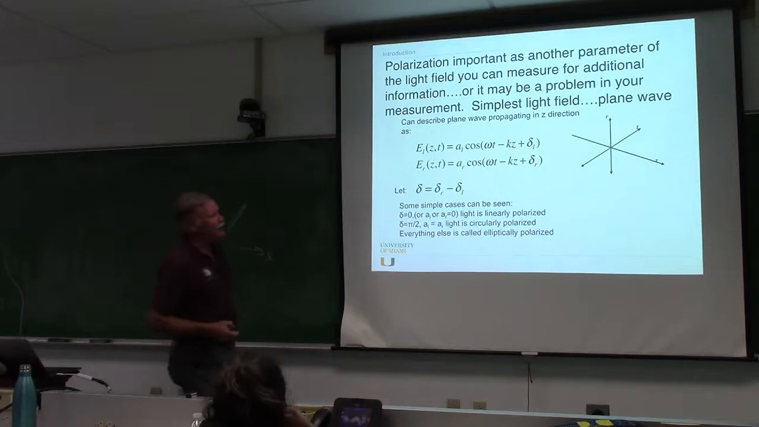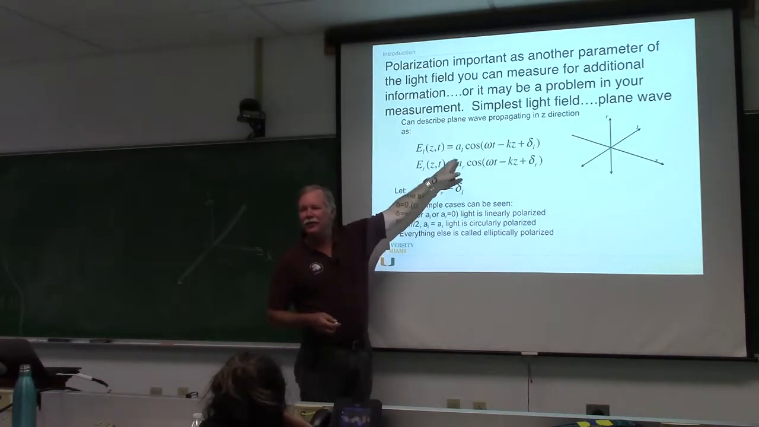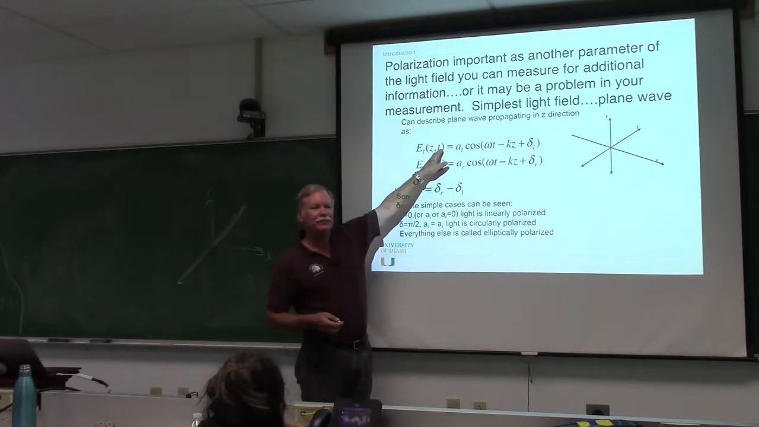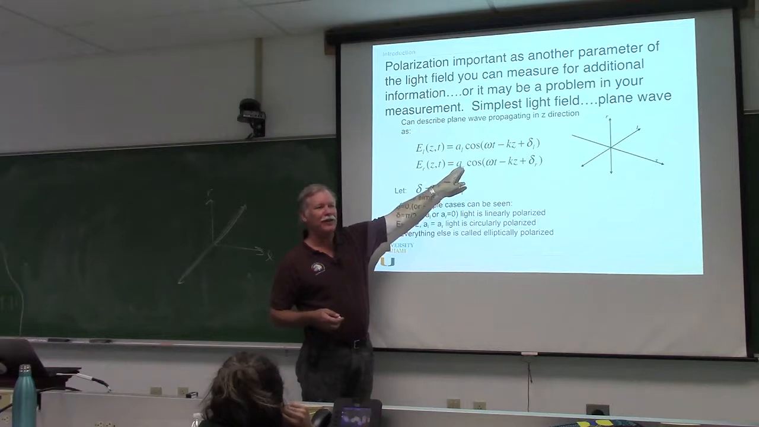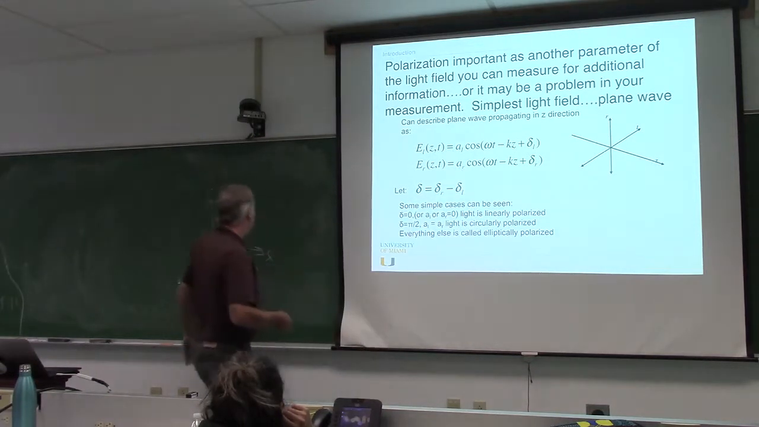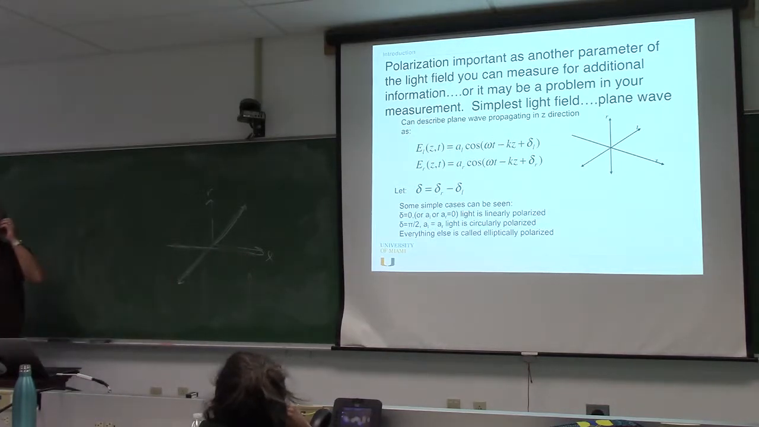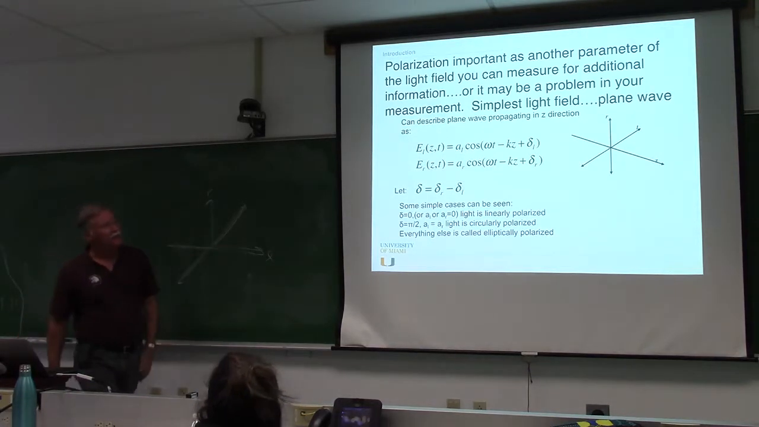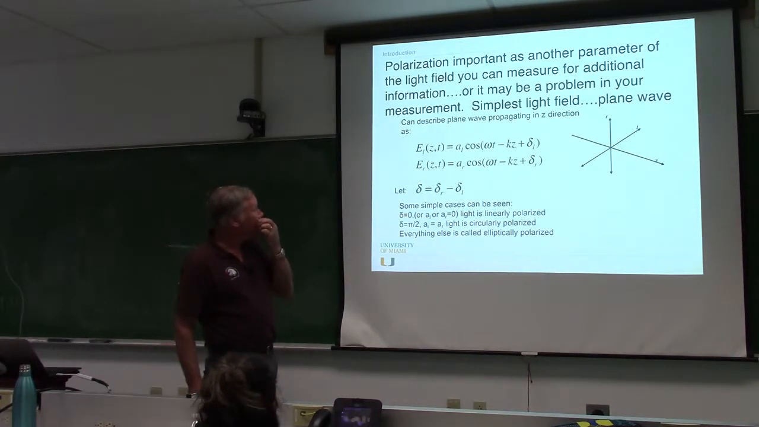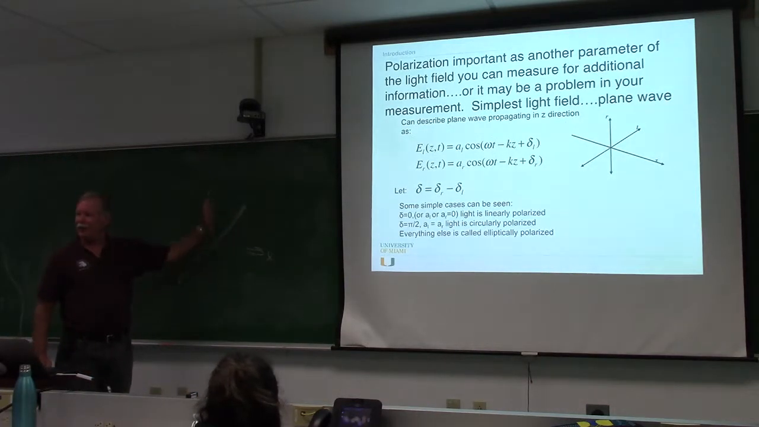If I have AR, say, equal to 0, what's the electric field going to be doing? I have no amplitude along the R direction, and so the electric field is always going to be going like that, right? There's no component in the R direction, so that's linearly polarized along this plane. Similarly, if AL equals 0, then it's going to be linearly polarized like that.